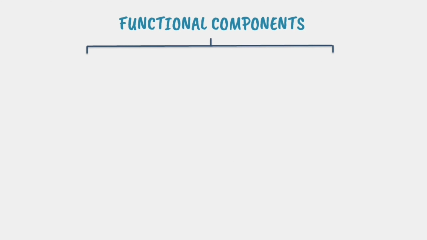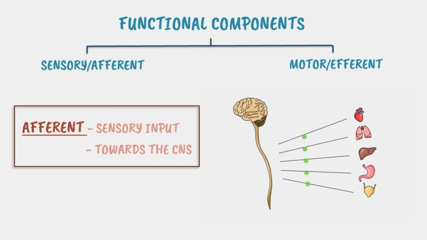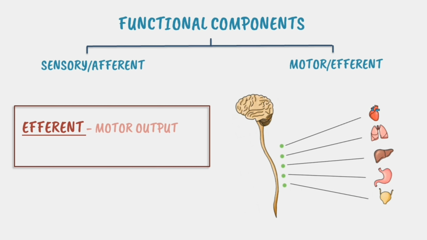What is sensory and motor, or afferent and efferent? Functional components are divided into sensory or afferent and motor or efferent. Afferent is the sensory input. Information is sent towards the CNS. Whereas efferent is the motor output. Information is sent away from the CNS.